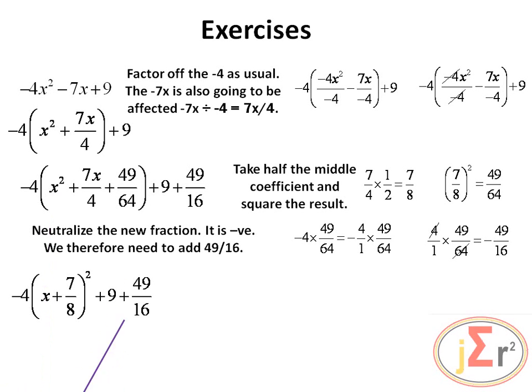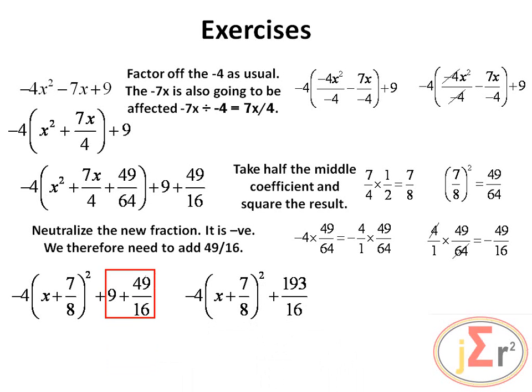But remember that x squared goes there. Of course, the square root of 49 over 64 will be placed right there, and the sign will go right there, the same sign as usual. And this is what we have: 193 over 16. But let's see how we arrive at that.